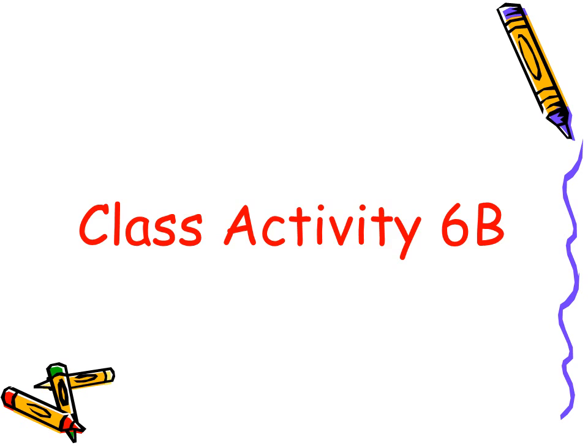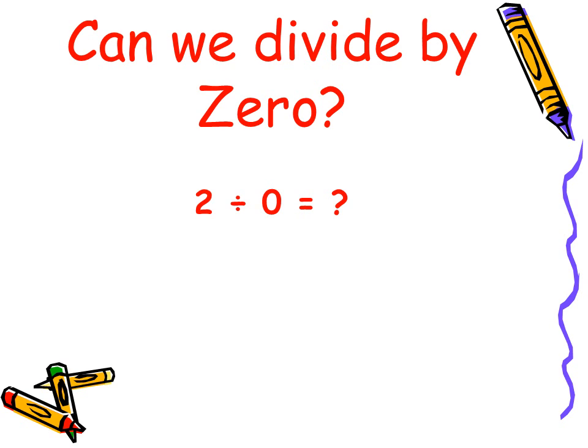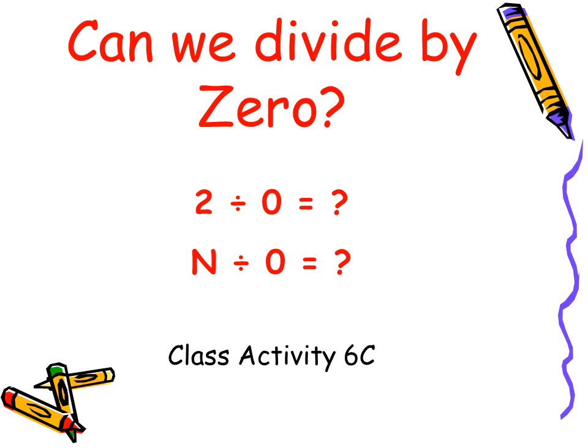And I want you all to explain. Okay, let's take a look at, can we divide by 0? And I want you all to really think about that. Can we divide by 0? If so, why? If not, why not? And I want you to explore class activity 6C in doing so. If you could pause the video and then replay it after you've worked through class activity 6C.